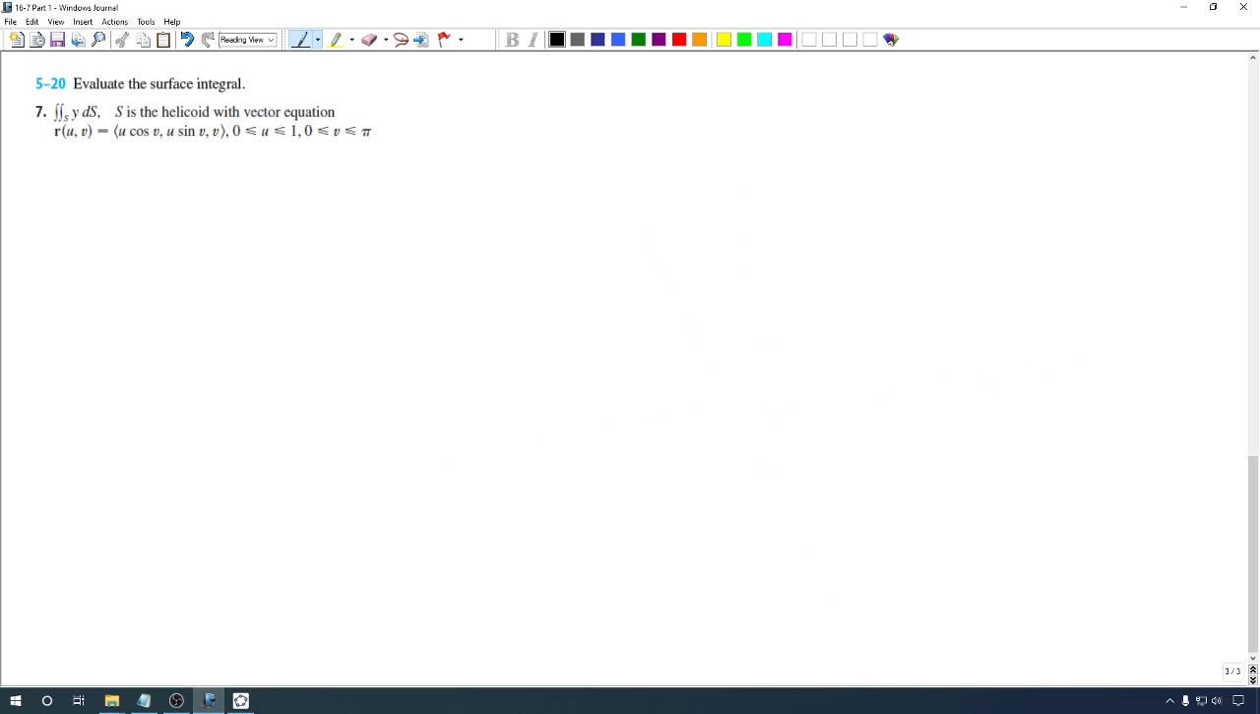And recall that we actually did a lot of the work there, so I'm just going to skip to what we did. If you want to take a look back at how we did that, that was the last problem that we worked on, so it would be in the third video. But we found that r sub u cross r sub v was equal to sine of v i minus cosine of v j plus u times k, and that the magnitude is equal to the square root of 1 plus u squared.